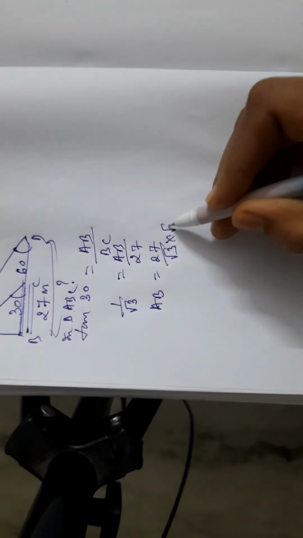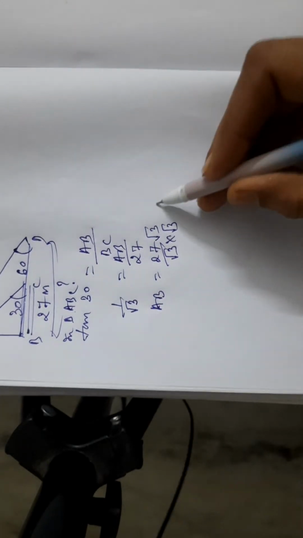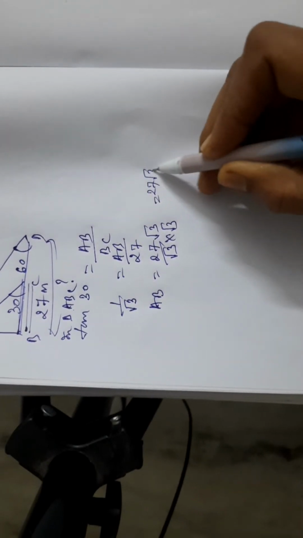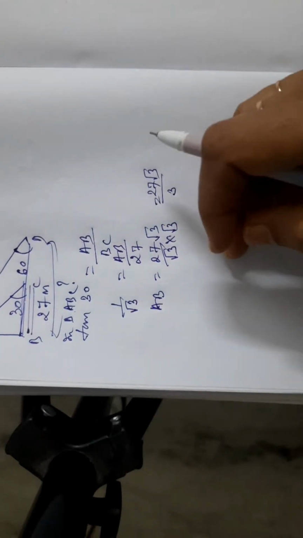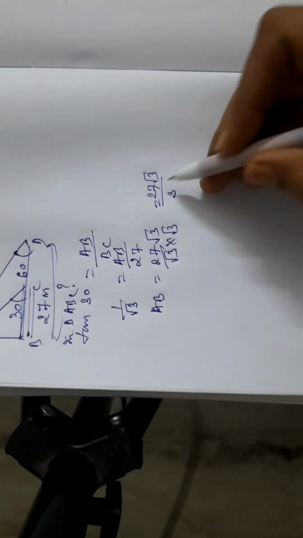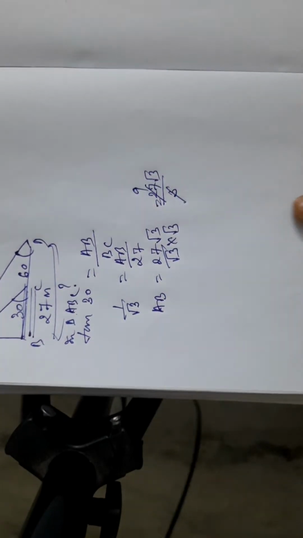Now rationalize it by multiplying root 3 to the numerator and denominator. So it's 27 root 3 by 3. The 27 and 3 will get cancelled, so it's 9 root 3.